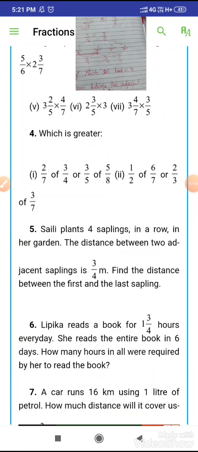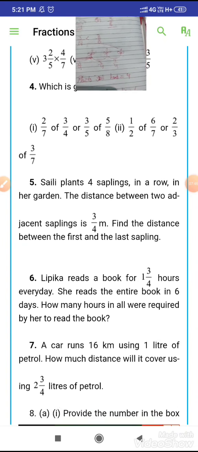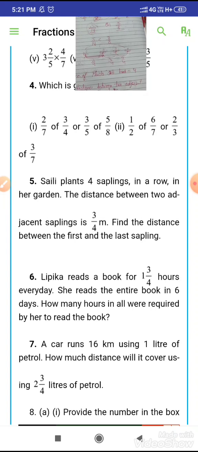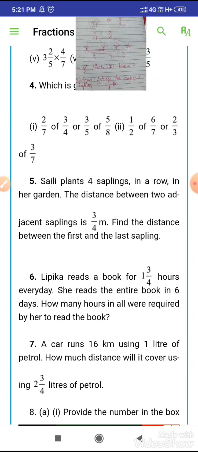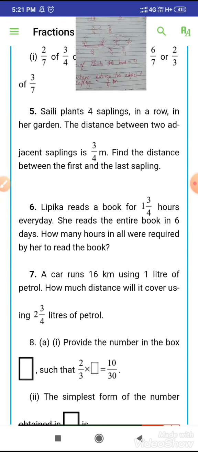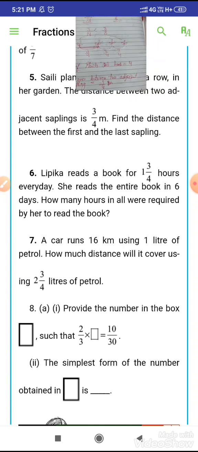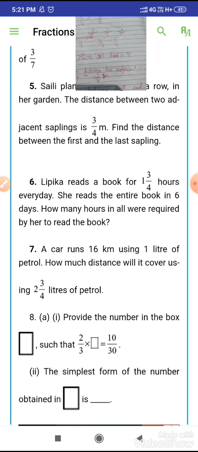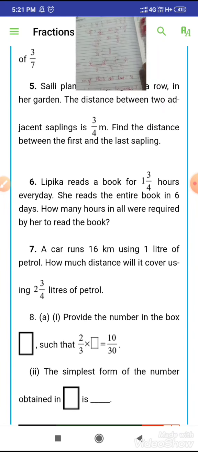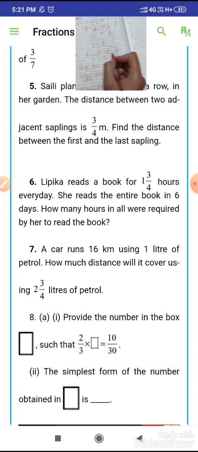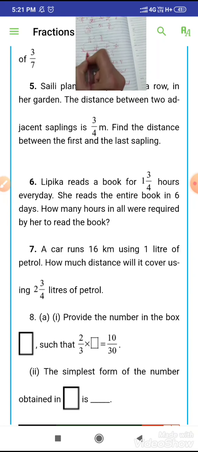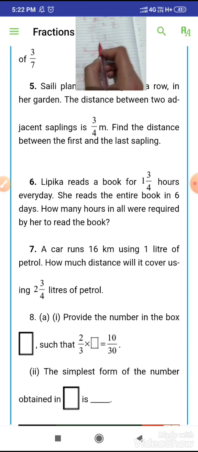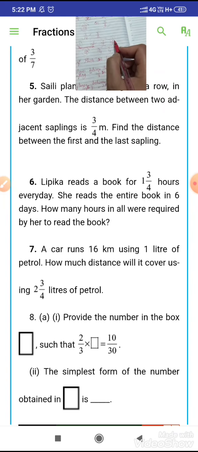Now move to our next question, question number 5. Question number 5 is: Sally plants 4 saplings in a row in her garden. The distance between two adjacent saplings is 3 upon 4 meter. Find the distance between the first and the last sapling. Sally has 4 saplings and the distance between two adjacent saplings is 3 upon 4 meter, and we have to find the distance between the first and last sapling.